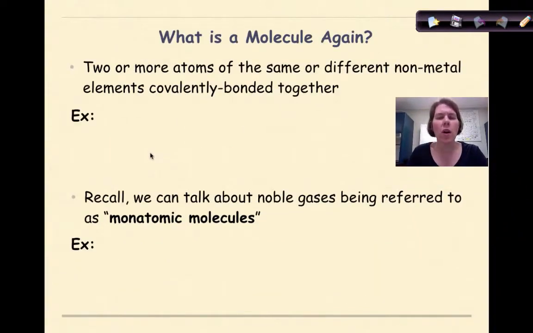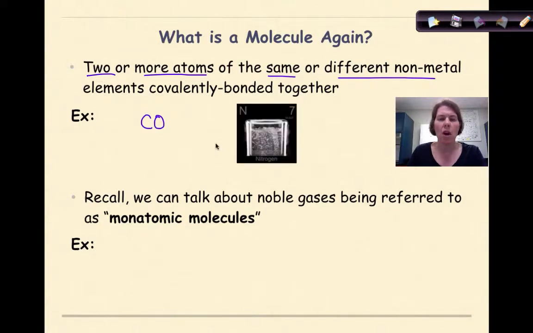So let's go over what a molecule is one more time. The definition of a molecule is two or more atoms of either the same or different nonmetal elements covalently bonded together. So we're going to be sharing electrons. An example of this might be something like carbon monoxide, which is just CO. Another example could be diatomic nitrogen.